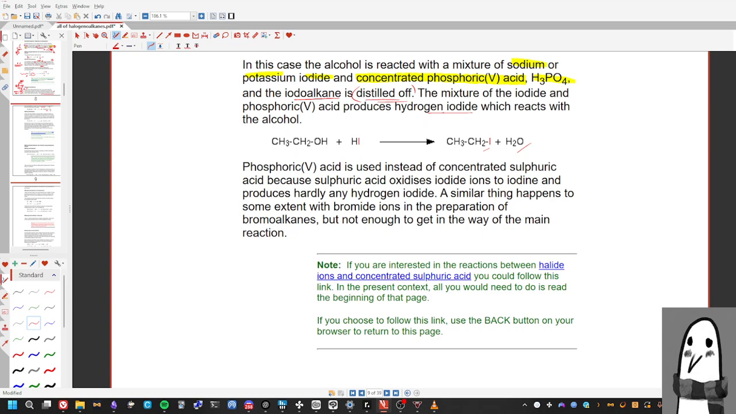This is a good question. Why are we using phosphoric instead of sulfuric? Because sulfuric oxidizes iodide ions to iodine and hardly produces any hydrogen iodide. Usually, the iodide ions will go straight to iodine and not hydrogen iodide. A similar thing happens to some extent with the bromide ions in the preparation of bromoalkanes, but not enough to get in the way of the main reaction. So this also happens with bromide ions, but not enough.